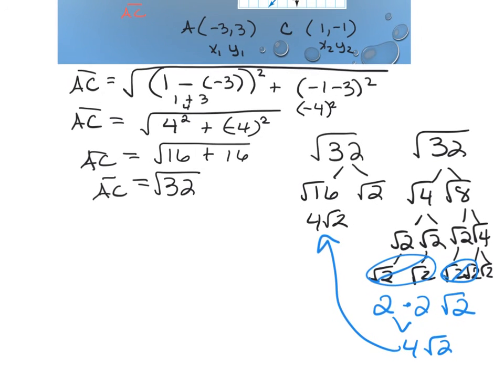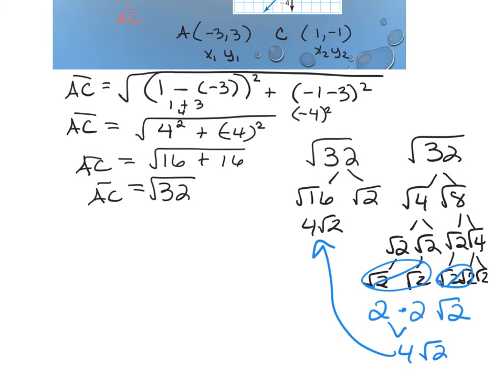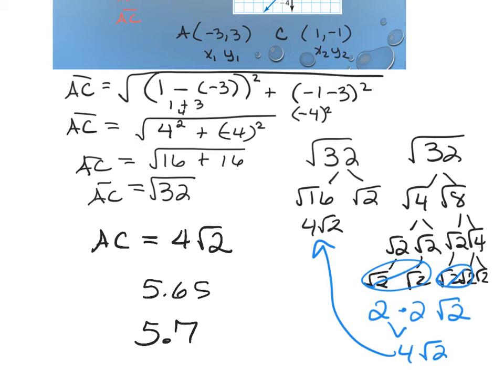Since more than likely we'll leave our answers in simplest radical form and not in decimal form, you would simplify this and it would be 4 square root of 2. Now, let's say it's a word problem and they want you to approximate it and round it to the tenths place. Then you would get out your calculator, hit the square root button, and you would get 5.65. You'll round it, and it's approximately 5.7. However, on the test, you're going to be leaving it in simplest radical form.